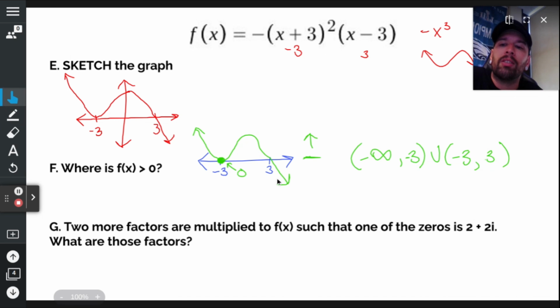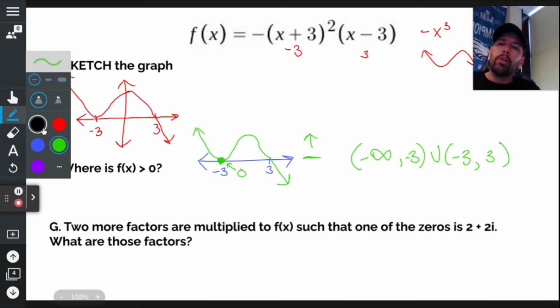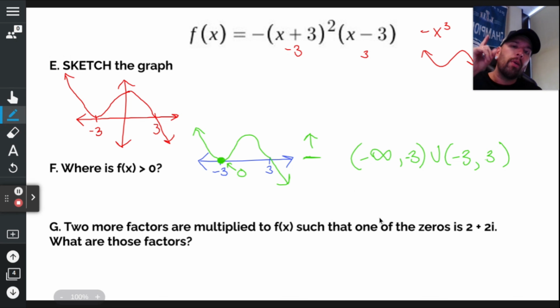2 more factors are multiplied to f of x such that one of the zeros is complex, 2 plus 2i. What are those factors? Well, first off, if one of the complex zeros is 2 plus 2i, then the other one is going to be its conjugate, which means you flip the sign of the number in front of the imaginary term. So I have 2 guys right there.